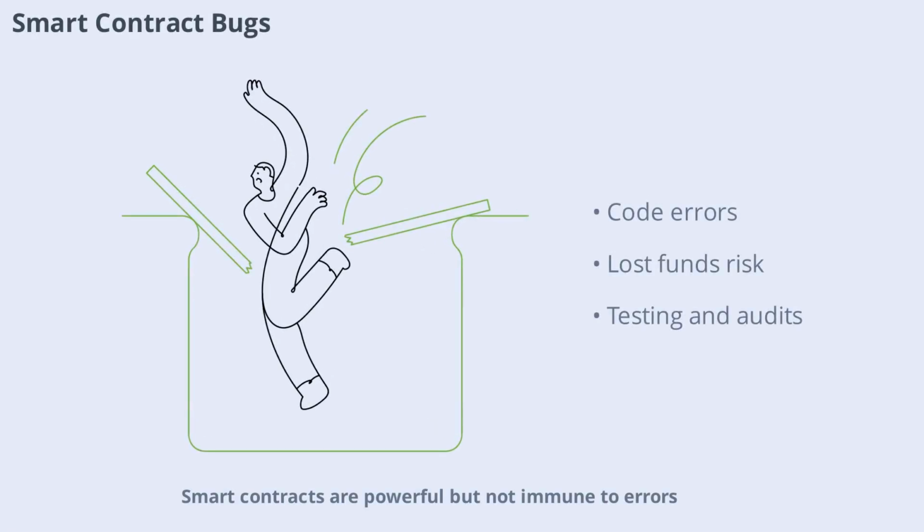Smart contracts are powerful but not immune to errors. Bugs in smart contract code can lead to lost funds or security breaches. Developers use rigorous testing and audits to catch vulnerabilities before deployment. As smart contracts become more common, ensuring their safety is a top priority.